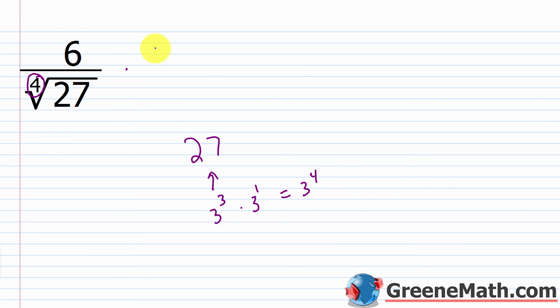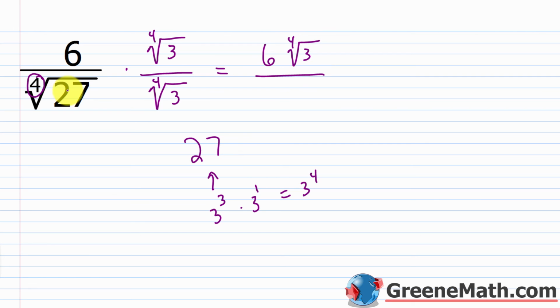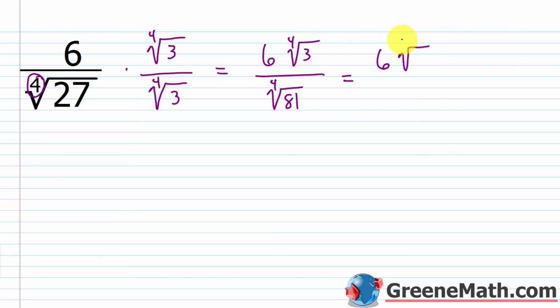So I want to multiply the numerator by the 4th root of 3 and the denominator by the 4th root of 3. And this will equal what? In the numerator, just 6 times the 4th root of 3. In the denominator, the 4th root of 27 times the 4th root of 3 is the 4th root of 81. And I know the 4th root of 81 is 3. So this equals 6 times the 4th root of 3 over, again, this is 3. Now I can cancel here 6 and 3. 6 divided by 3 is 2. So this would be 2. And I end up with what? 2 times the 4th root of 3.